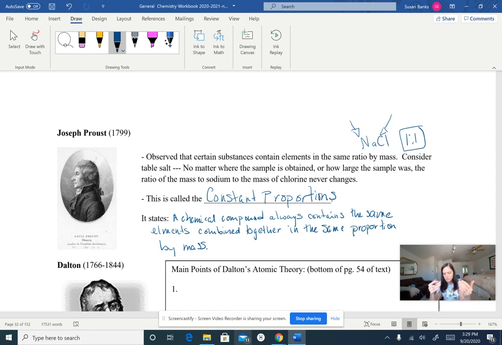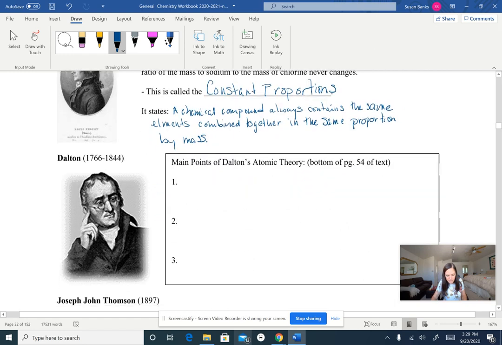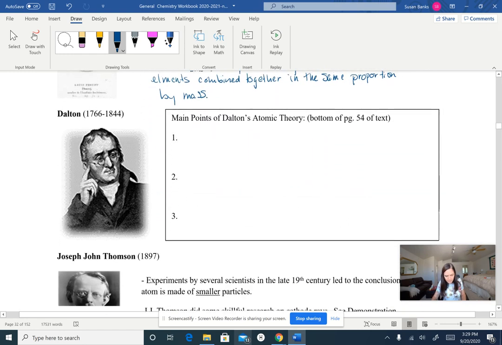Wherever we found salt in the world, it would always have a ratio of 23 sodiums to a mass of 35 chlorines. They would always find that everywhere, okay? And then comes along Dalton. Now, Dalton is a British guy. He's actually a Quaker, and he's a studious guy.